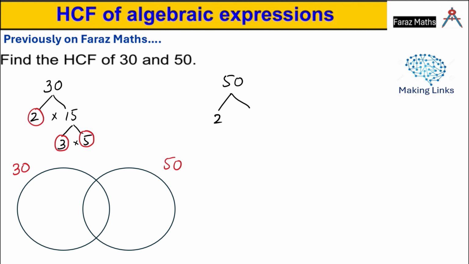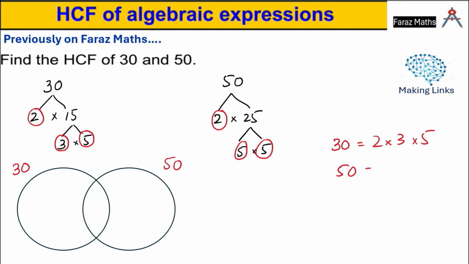So you know that 2 times 25 is 50. Now break 25 into the prime factors. So it is 5 times 5. Now encircle the prime factors 5, 5 and 2. So therefore you can write for 30 we have 2 times 3 times 5, and for 50 we have 2 times 5 times 5. Now 2 and 5, they are present in both 30 and 50.